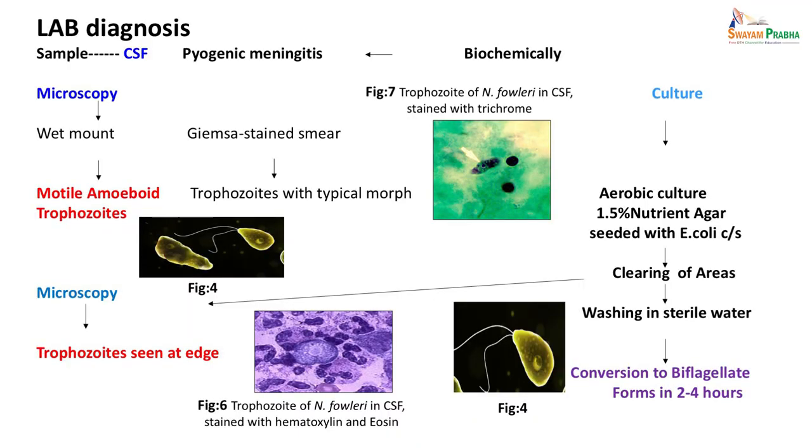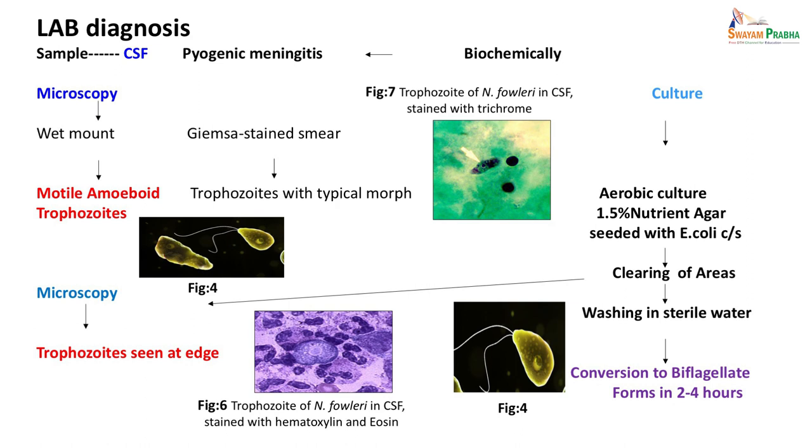For diagnosis, mainly one needs a CSF sample. On this CSF sample we do microscopy, a wet mount is done, and we look for motile amoeboid trophozoites if they are there. If you get tissue, you can do histopathology staining, hematoxylin and eosin staining, and you can see these trophozoites. Biochemically, the CSF protein and sugar picture would be similar to pyogenic meningitis. Either you see the trophozoites there, or you could stain them with trichrome staining or other stain smears, and see them in the CSF.